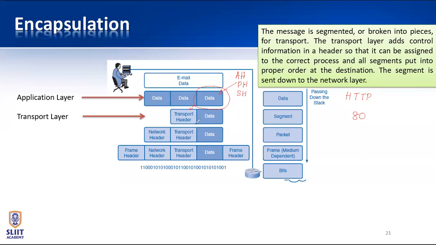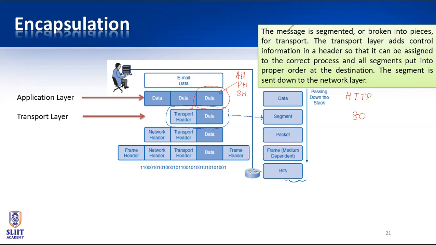So when you add the transport header, we give a special name for this unit. Right now you can see this is just one single unit. This single unit is known as a segment. That is the name given for this transport header plus data. So this segment will be sent towards the next layer.